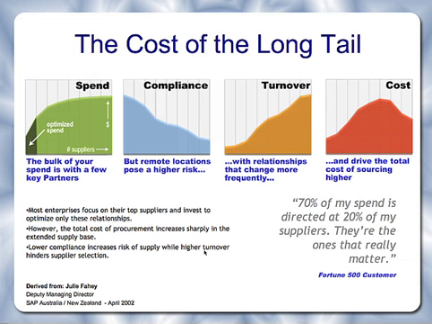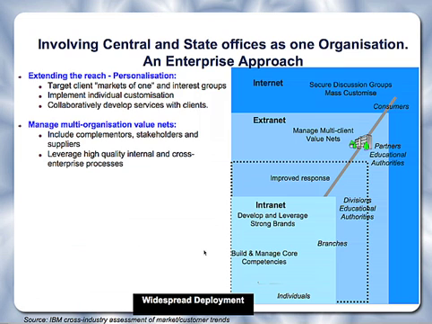So, how do you reach out the long tail where the cost is? One of these is to have multi-organisation value nets. What that means is that you work with other people and you work together to get it out there. Complementers. In our example here, it's third-party education suppliers. Leverage high-quality internal and cross-enterprise processes. That means basically we work together to make sure that training and recruitment works and is recorded. Now, all of this is taking place in what we might call an extranet, extending the organisation out.